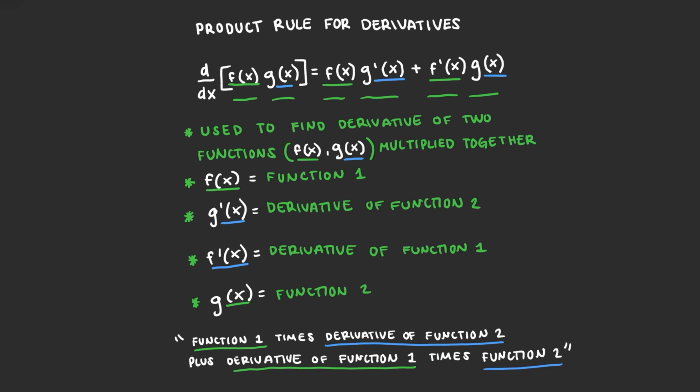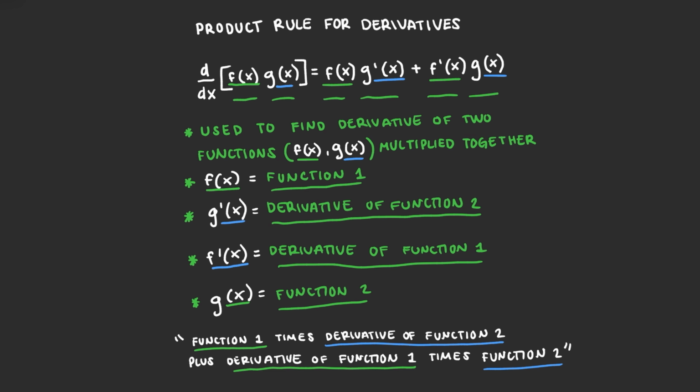So the f of x just means function 1. The g prime of x refers to the derivative of function 2. F prime of x is the derivative of function 1. And g of x is function 2. So if I were to read this verbally, what it would mean is function 1 times the derivative of function 2 plus the derivative of function 1 times function 2.